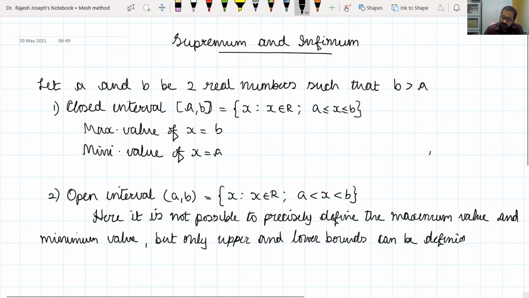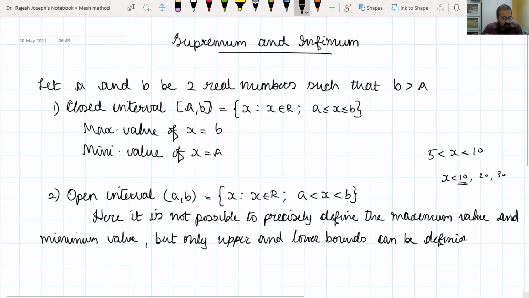Say for example, 5 less than X less than 10. So X is less than 10, which means X is obviously less than 20. Or X is again less than 30. So these are all upper bounds. But 10 is the least upper bound. X less than 10 means X is less than 11, less than 15, less than 20, less than 30. So these are all upper bounds, but out of which 10 is the least upper bound. That is why it is called a supremum, the least upper bound or supremum.